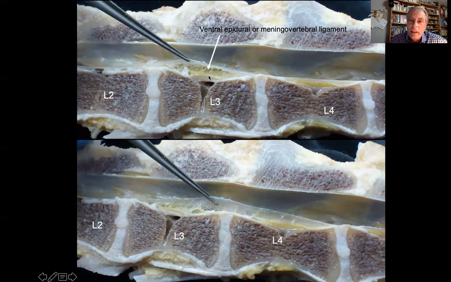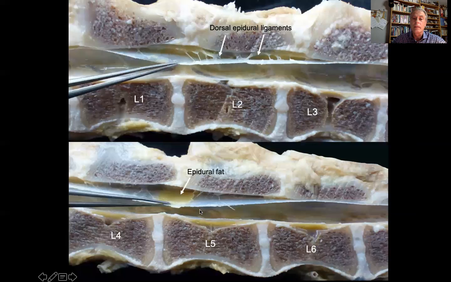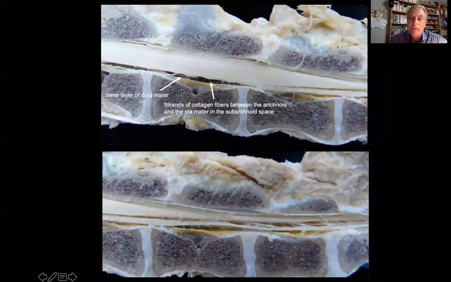Again, we see the epidural ligaments. You see in this dissection the epidural ligaments between the inner and the outer layer of the dura. More images, okay, where you see the concentration of epidural fat dorsally at the level of an intervertebral disc with the nucleus pulposus here and the annulus fibrosus. Again, we move caudally and we see the subarachnoid space, right? This is the subarachnoid space. The epidural space is located outside the inner layer of the dura mater.